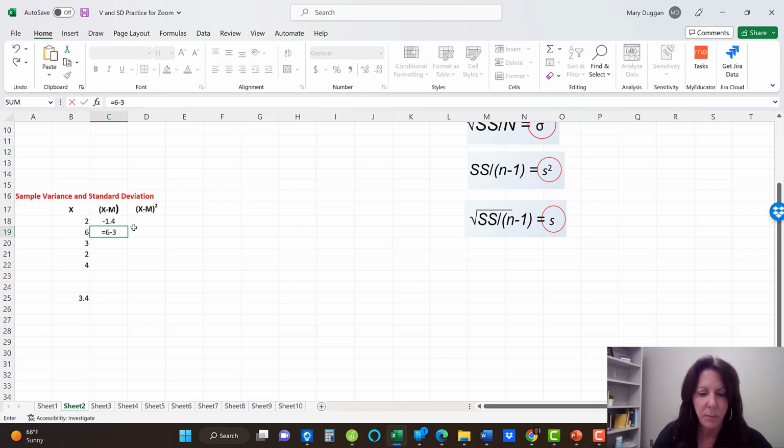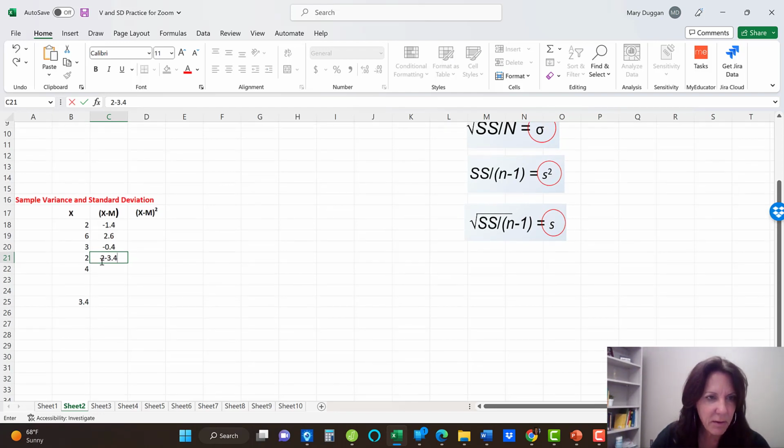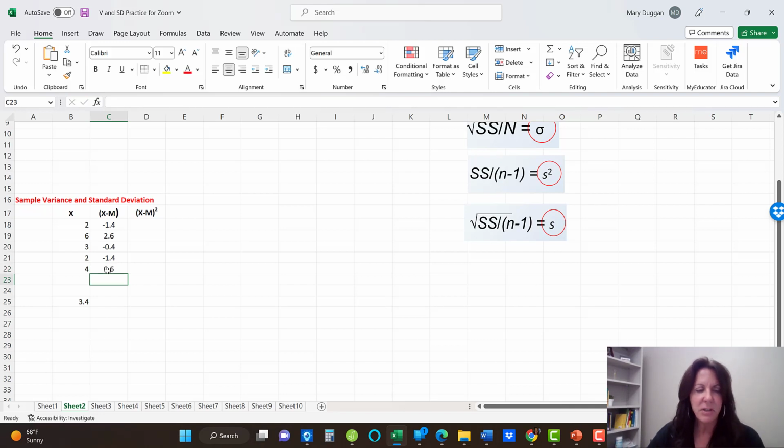6 minus 3.4, 3 minus 3.4, 2 minus 3.4. Whoops, did I need the equal sign for it to do math? And 4 minus 3.4. Now, I have the deviation scores.